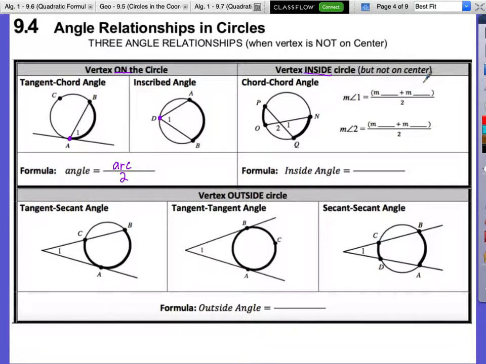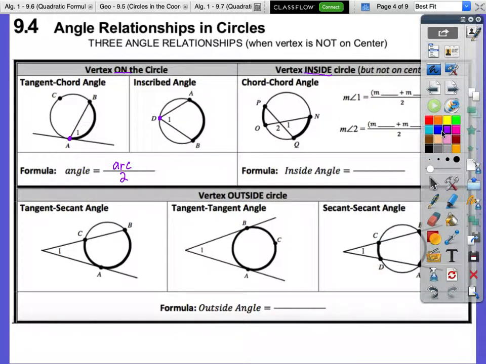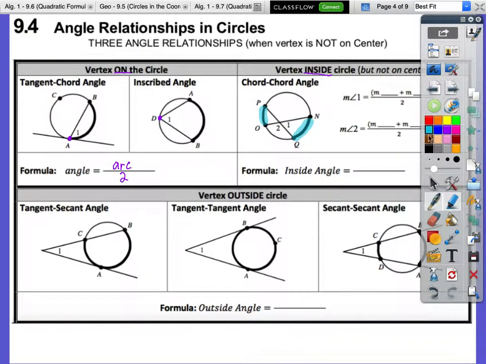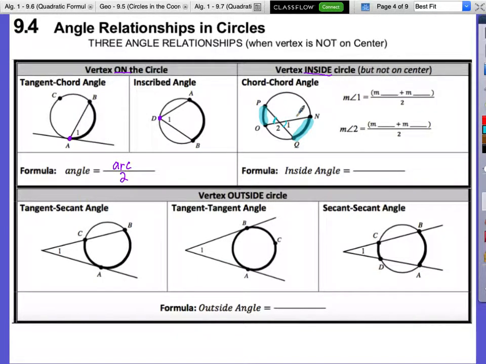So if it's a vertex inside the circle, but not at the center, then, for example here, if we're looking at angle 1, we would do its own intercepted arc. So the arc NQ, we would take that intercepted arc, and we would also take the vertical angle's intercepted arc. From angle 1, we know it should be congruent with this vertical angle. Vertical angles are opposite each other. The lines make 2 X's. Okay, you guys remember those?